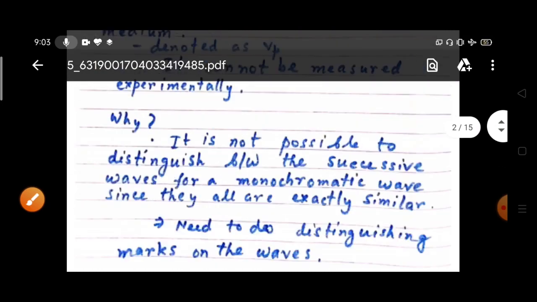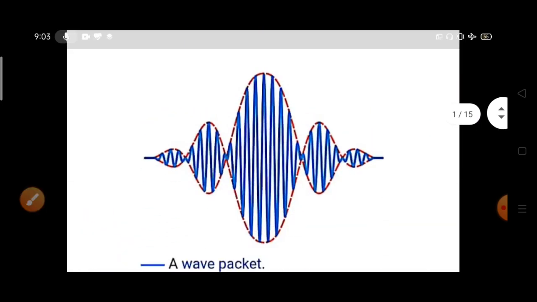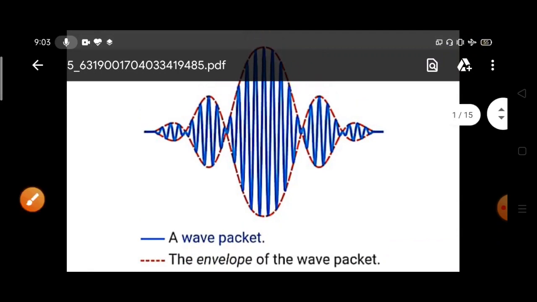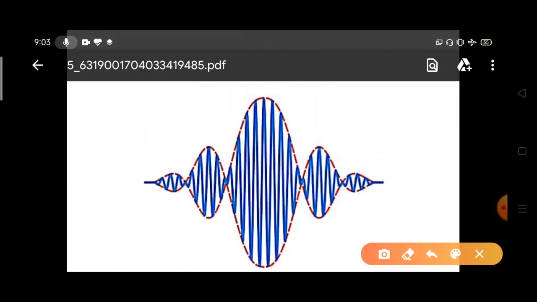Let's go back to the diagram. Here you are seeing the individual wave packets. The individual waves inside these wave packets have different phases. At any instant, some of them have a crest, some of them have a trough. So if you want to denote the individual wave's phase, you denote it by phase velocity. But if you want to denote the envelope velocity, you denote it by group velocity.